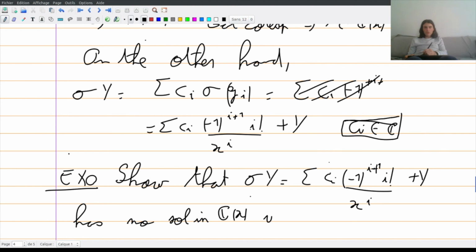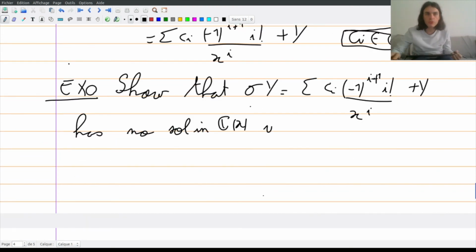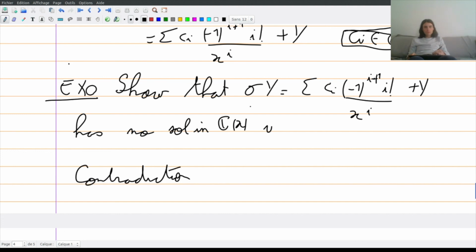So this is the main assumption that will be used to prove this exercise. And so we find a contradiction. And this completes the proof of the differential transcendence of the gamma function.